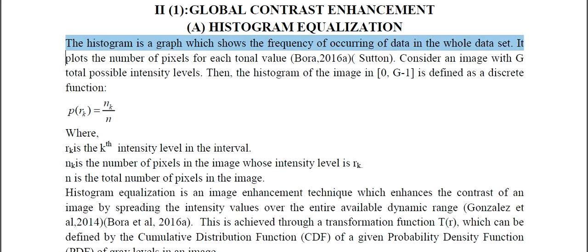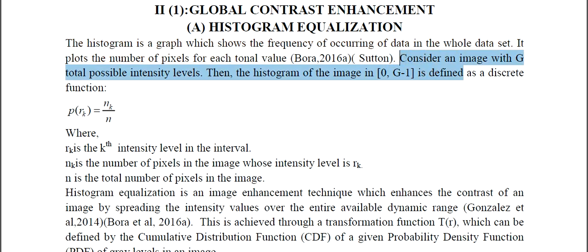A histogram is a graph which shows the frequency of occurring data in the whole dataset, and it plots the number of pixels for each tonal value. The definition for histogram is very important, so do note it down.